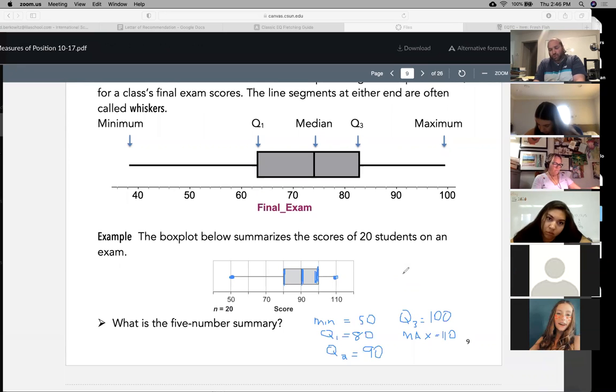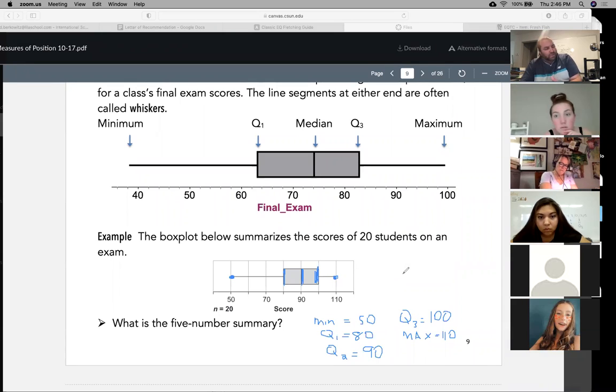What was the lowest score in the test? A 50. And what was the highest score? 110. Okay, so you've got a really bad student and a really good student. You can't really use those by themselves to determine whether or not the test was easy. However, what percent of students scored between 100 and 110?